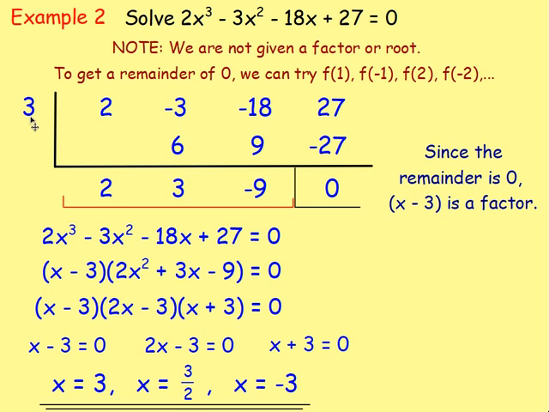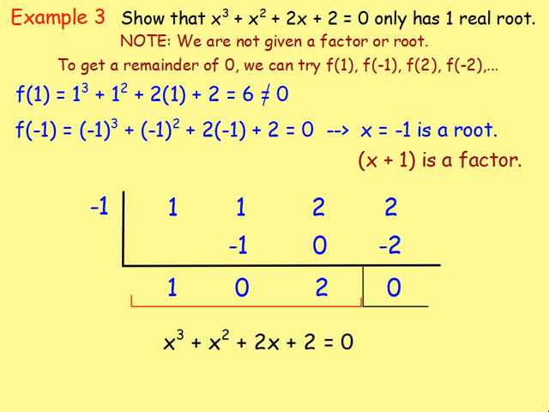These numbers don't work, but 3 does. If you sub in 3, you will get 0. Set it up with your synthetic division. Work your way along and you do get 0. So because you've got a remainder of 0, x minus 3 is going to be a factor. So you can say it's x minus 3 times, and because that's x cubed, that'll be 2x squared plus 3x minus 9, just like that. Factorize that fully and you get the 3 brackets, set them all equal to 0, and you get the 3 values of x. You've got 3, 3 over 2, and negative 3.